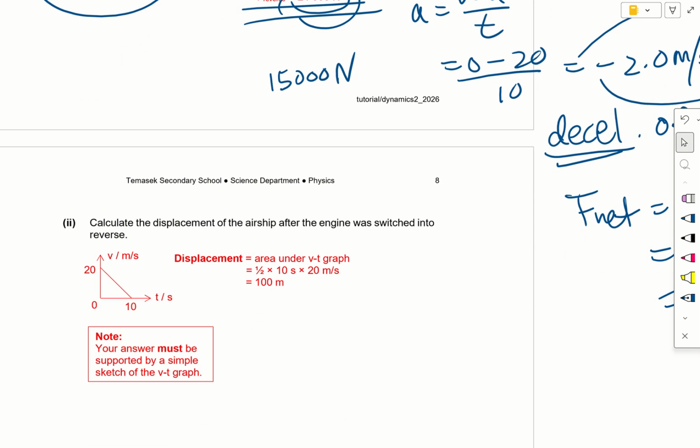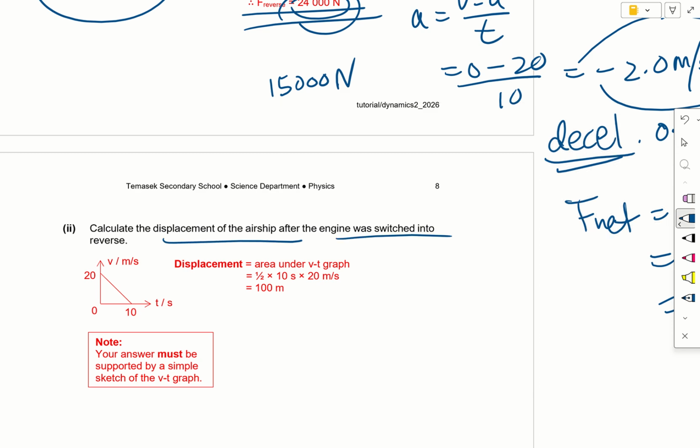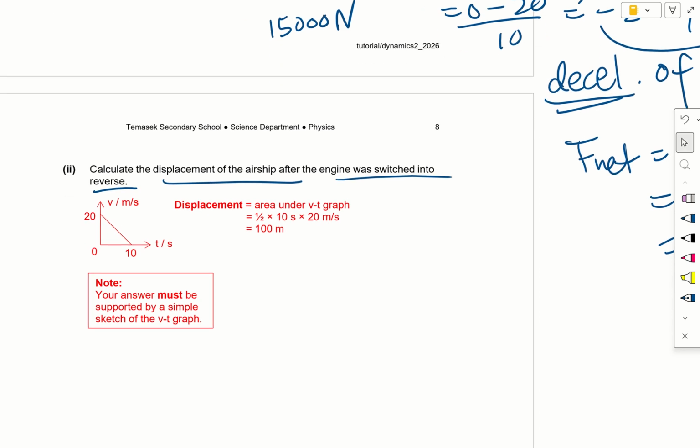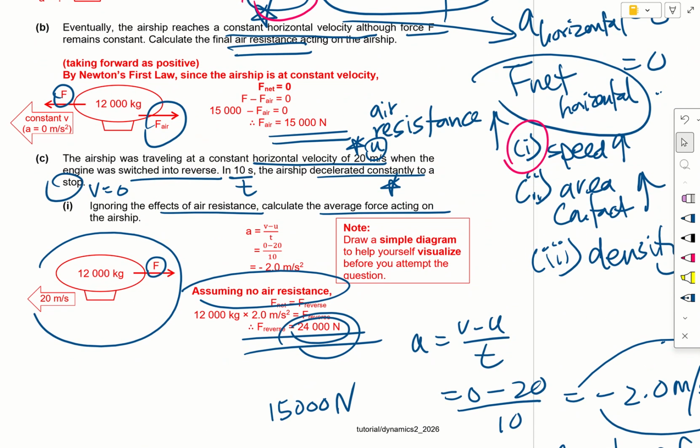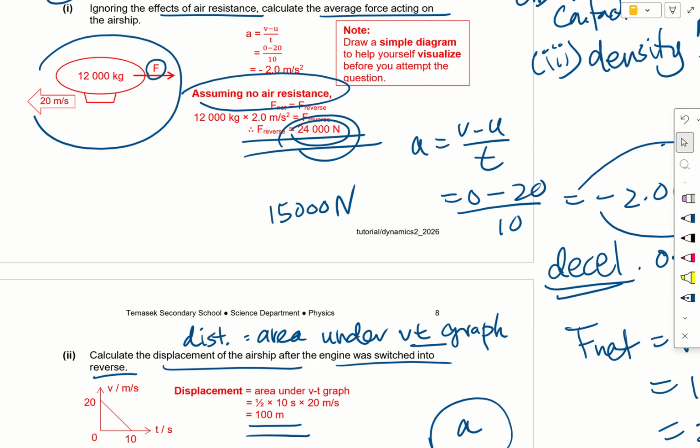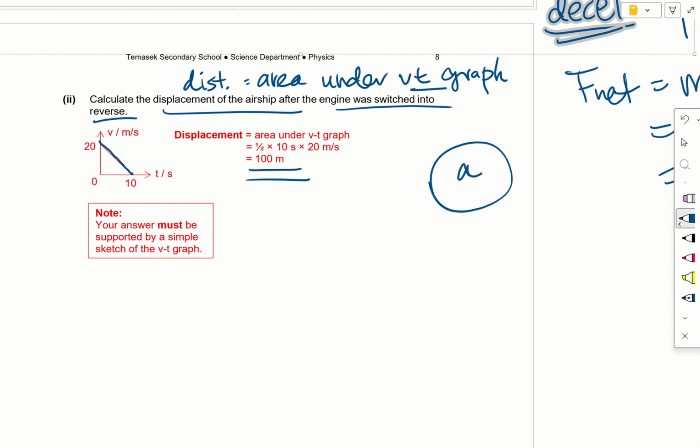Okay, so now they use a larger reverse force in the opposite direction to stop the airship. Now calculate the displacement of the airship after the engine was switched into reverse. So again, we rely on our v-t graph because with this one we can calculate the distance, which is the area under the v-t graph. Okay, so that's why we teach kinematics first. They have the idea of acceleration, and in dynamics, we also have the idea of acceleration. So you should be able to get 100 meters, and because they told us that it is a constant deceleration, that's why you can draw it to be a constant negative straight line.